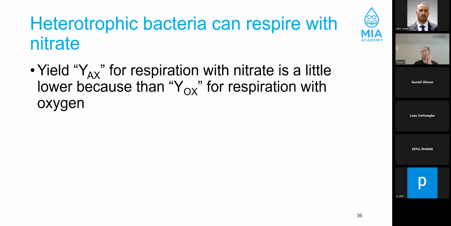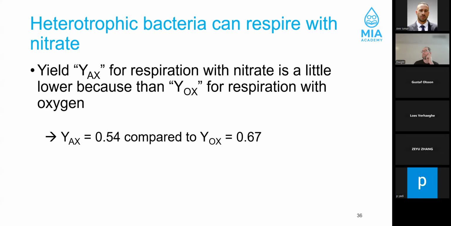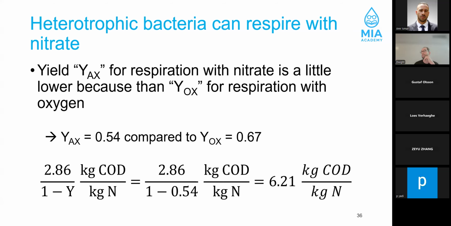But the result is that the yield under anoxic conditions, so when we're using nitrate, in the models you'll typically see a number around 0.5 or 0.54, which is lower than the yield that we get using oxygen of around 0.67. So now that we have the yield, Y-ax, we can do a little bit more math and calculate, okay, 2.86 over 1 minus Y, 1 minus 0.54. Oh, wow, it takes 6.21 kilograms of COD just to remove 1 kilogram of nitrogen.